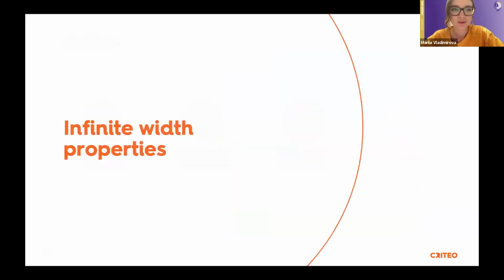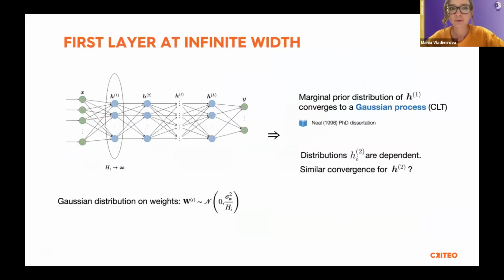Some years ago, work was done on infinite width neural networks, that is, when the number of hidden units tends to infinity. It was shown in 1996 that one hidden layer is equivalent to a Gaussian process, which is a well-known model. Everybody knows it, and everybody knows how to get a posterior. It was a breakthrough, though one hidden layer doesn't bring us much gain. We need many more layers, and there it was not clear what we have.